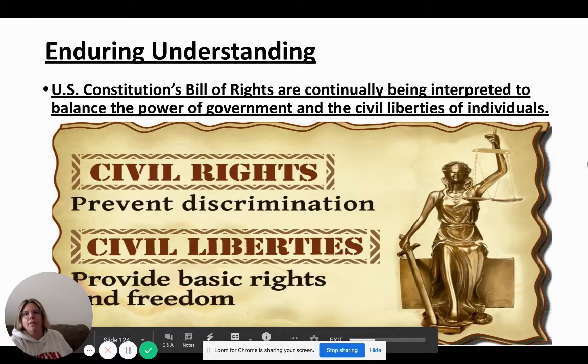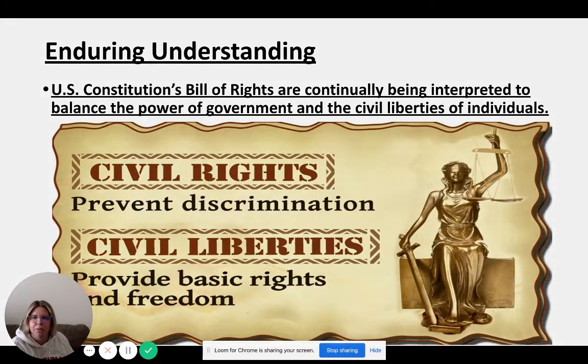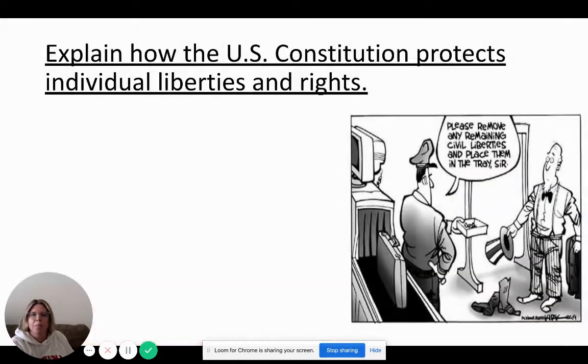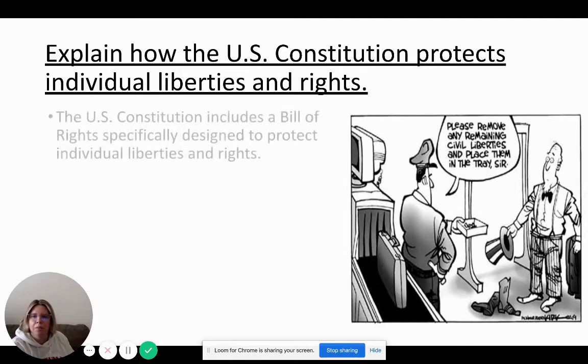Okay, enduring understanding: the U.S. Constitution's Bill of Rights are continually being interpreted to balance the power of government and the civil liberties of individuals. Okay, explain how the U.S. Constitution protects individual liberties and rights.